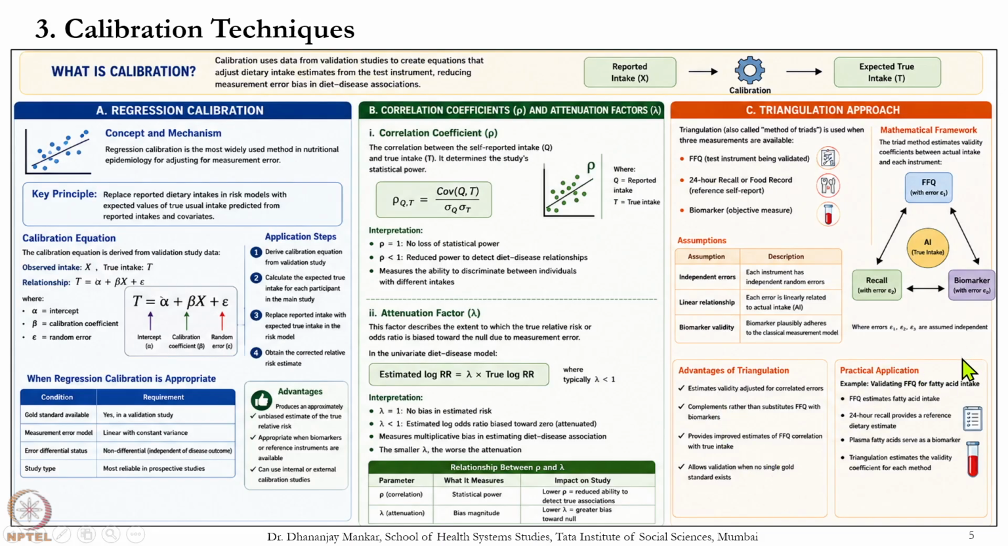What is the practical application that we can say? FFQ estimates fatty acid intake. The 24-hour recall provides a reference dietary estimate, and plasma fatty acid serves as the biomarker. Triangulation estimates the validity coefficient for each method. So you can say that triangulation gives you more benefits, which are listed over here.